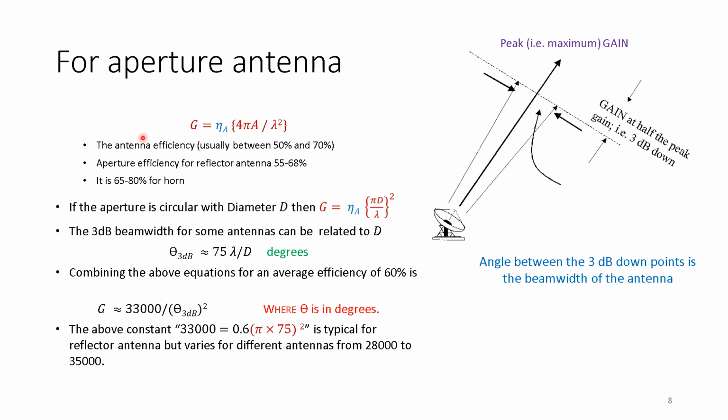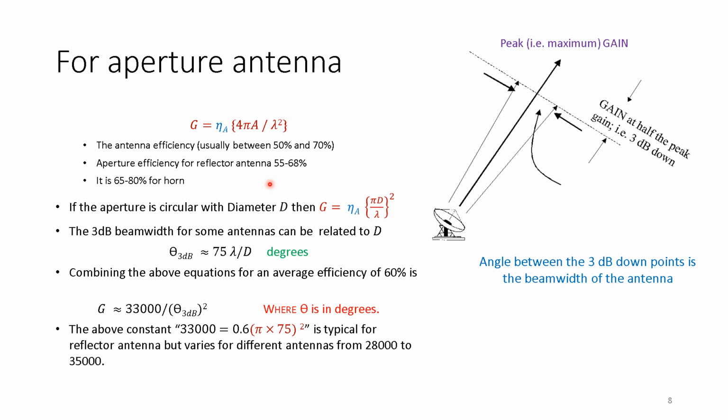Just to share with you that an antenna's efficiency is usually between 50 and 70%. And for aperture antennas, the efficiency for reflector antennas is between 50 and 68. This is just rough to give you an idea about what numbers we are talking about. For horn antennas, it can exceed a little bit, and it goes from 65 to 80%.